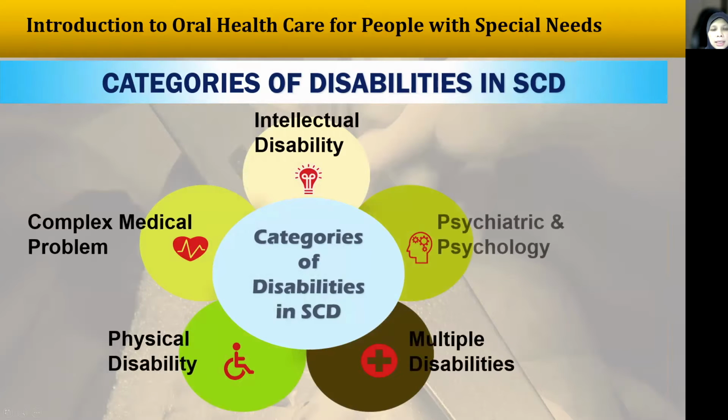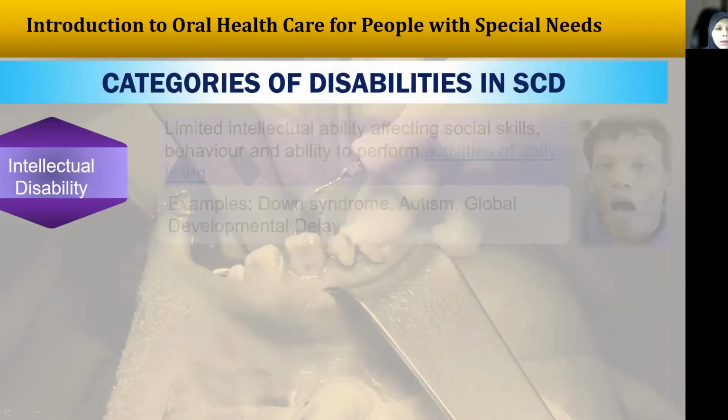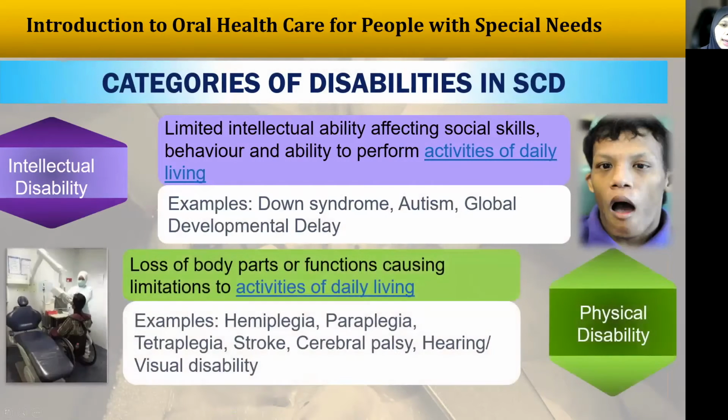As I mentioned earlier, since special care dentistry is related to healthcare services, we categorize the patients based on health concern. The first one is intellectual disabilities, and then those with complex medical problems also fall under the target population in the special care dentistry service, along with those with physical disabilities, those with psychiatric and psychological issues, and those who suffer from multiple disabilities.